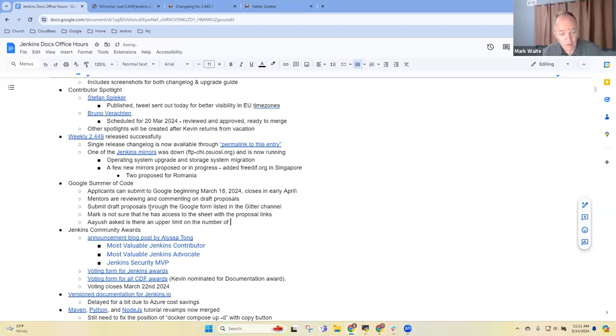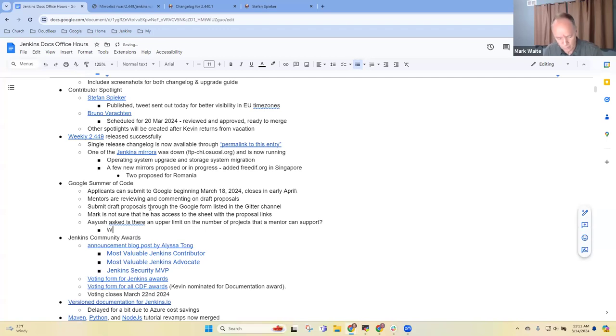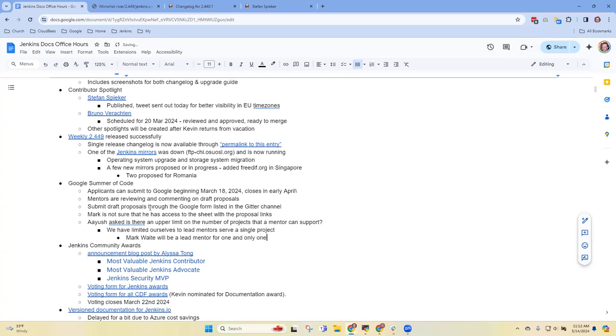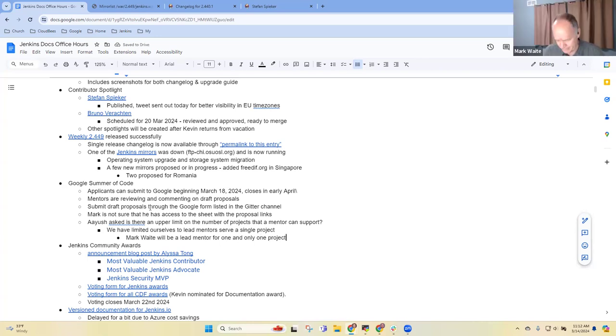So there isn't one enforced by Google. However, there is one that we have been enforcing in years past. We have limited ourselves to one lead mentor serving a single project. So, meaning, let's use a very specific example, Mark Waite will be lead mentor for one and only one project. Did that answer your question, Ayush? Yeah, thanks. Okay. Thank you so much.